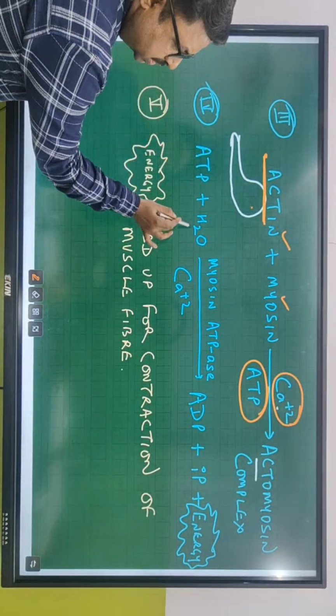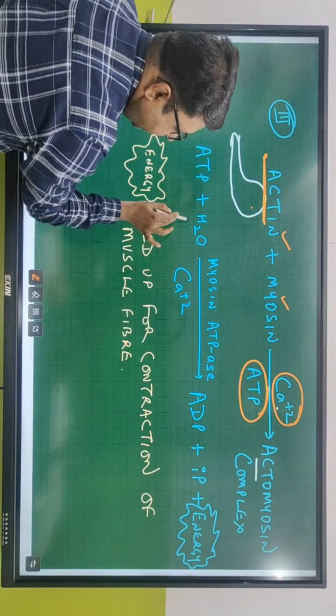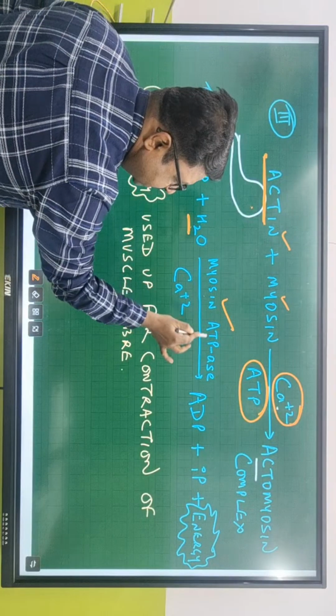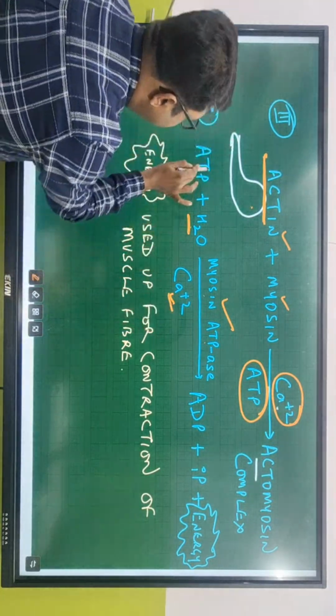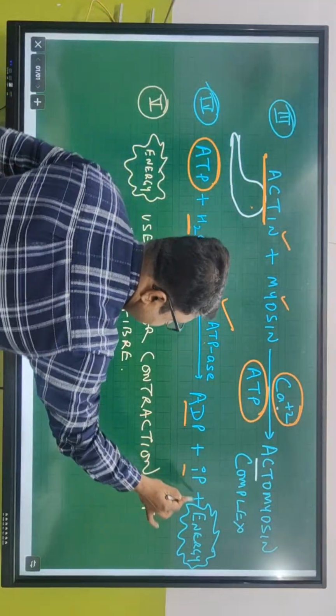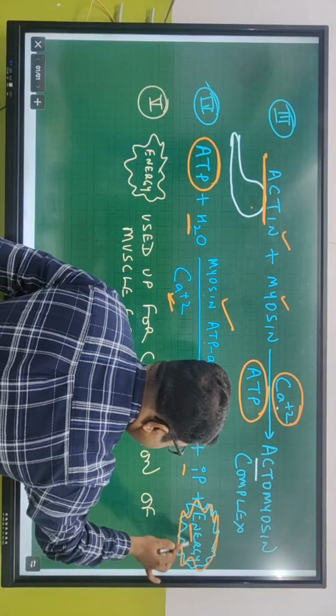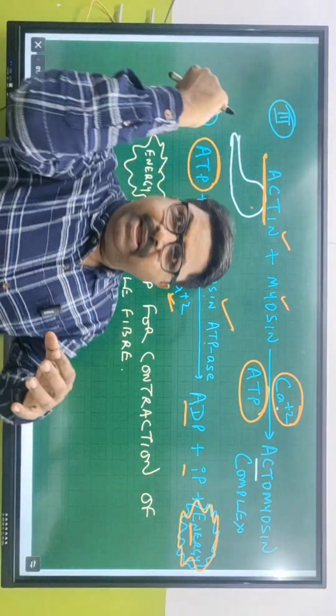Now, ATP plus water. This ATP, in the presence of water, by the enzyme myosin ATPase in the presence of calcium ion, gets broken down into ADP plus IP plus energy. This energy is required for pulling the actin filament.